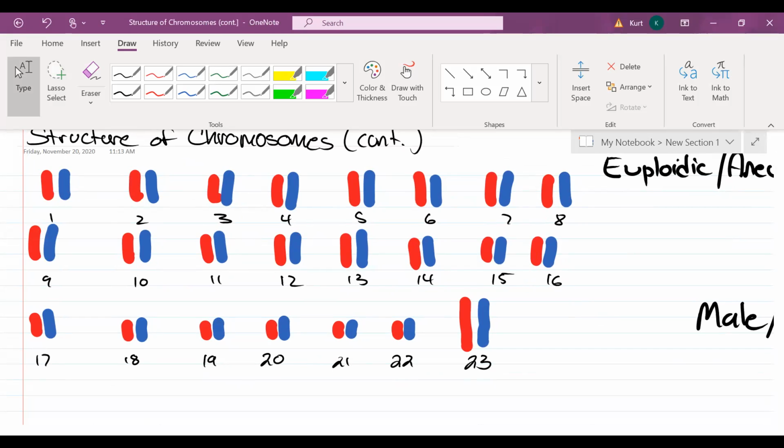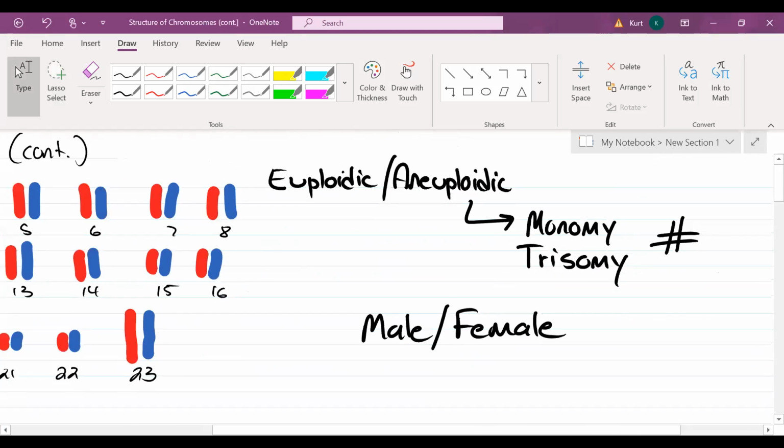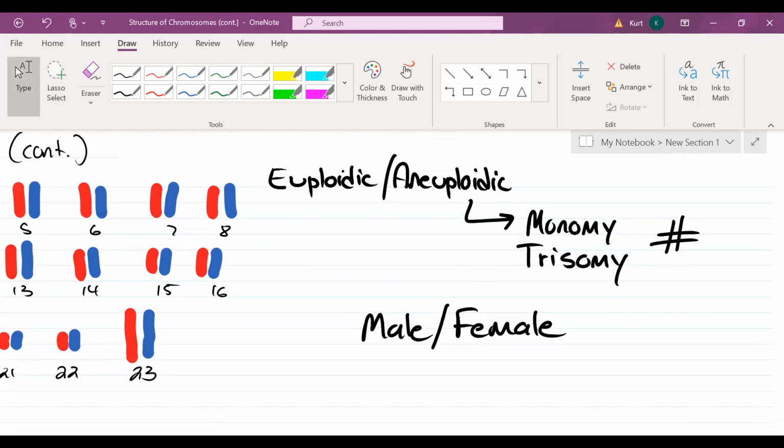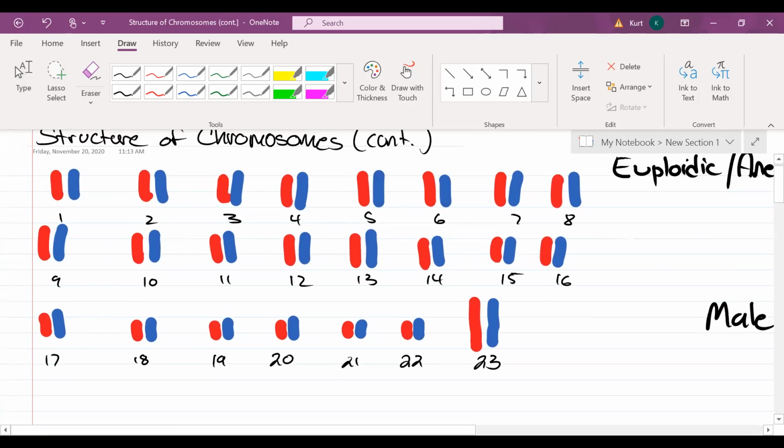And I want you to tell me, according to what you can read in the karyotype, is the individual euploidic or are they aneuploidic? If they're euploidic, you just write euploidic and that's it. If they're aneuploidic, you need to tell me if it's monosomy or trisomy and what pair is affected. Is it the trisomy 1, trisomy 13, whatever. And then I need you to tell me if the individual is male or female, according to their chromosomes, okay?